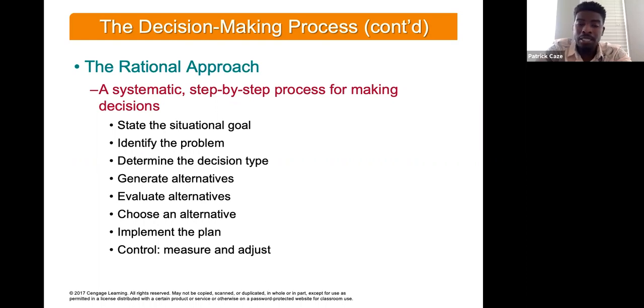We're going to implement that decision, and then see if it was the right decision by evaluating it, right? When we talk about control, measure and adjust, we evaluate it, and if it doesn't pan out the way we want, then we go for the adjust, okay? And so the rational approach is very much in line with the scientific method, where we're doing research or making decisions based on the situation, the facts, and just going off of what's in front of you and what really is the best rational approach.